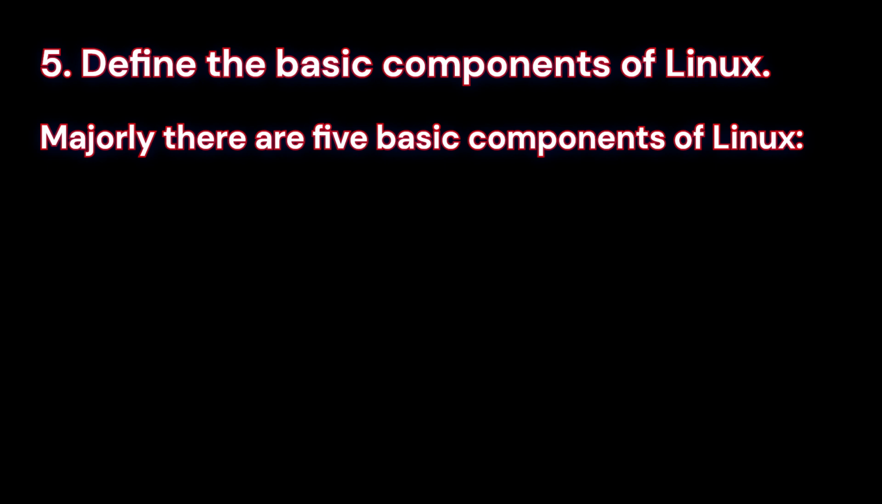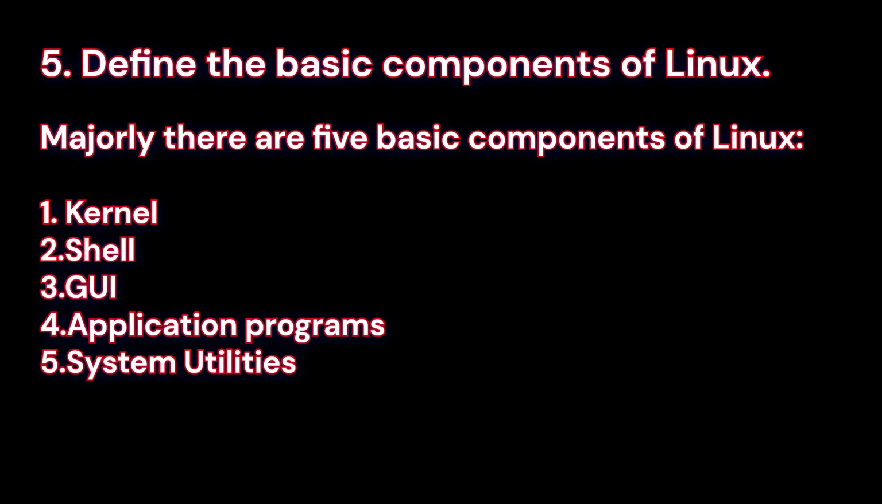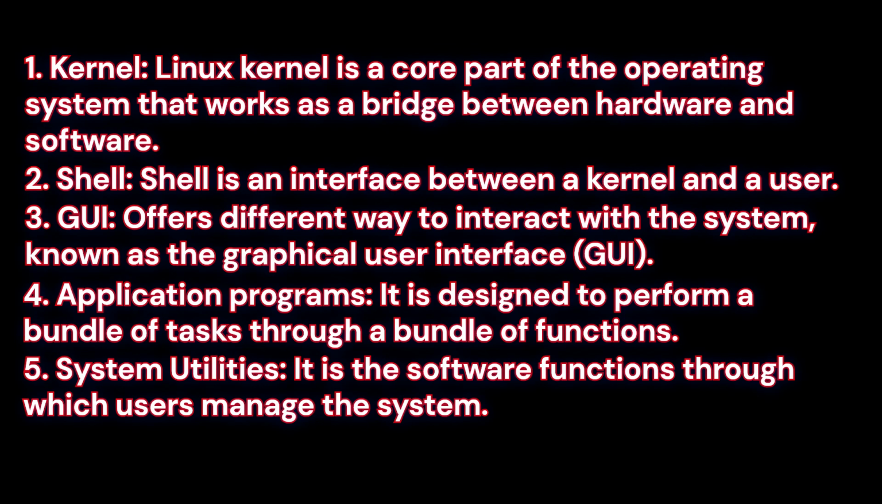Define the basic components of Linux. Majorly, there are five basic components of Linux: kernel, shell, GUI, application programs, and system utilities. Kernel: the Linux kernel is the core part of the operating system that works as a bridge between hardware and software. Shell is an interface between the kernel and the user. GUI offers different ways to interact with the system, known as the graphical user interface.